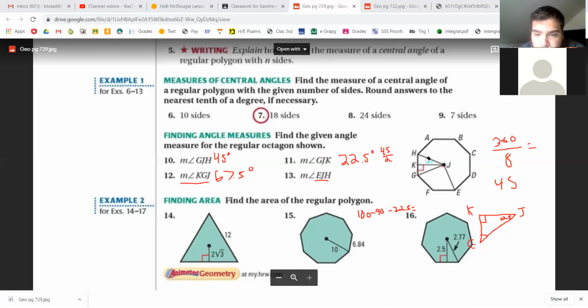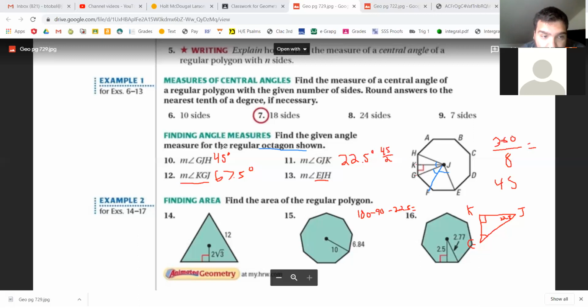Over here, we have a situation where now we're not just finding one, let's say, central angle. We have this angle. We would technically include this angle right here, and we would include this angle right here. Because this is a regular octagon, and it tells us in the rules this is a regular octagon, angle HJG should be the same size as angle GJF, which is the same size as angle FJE.